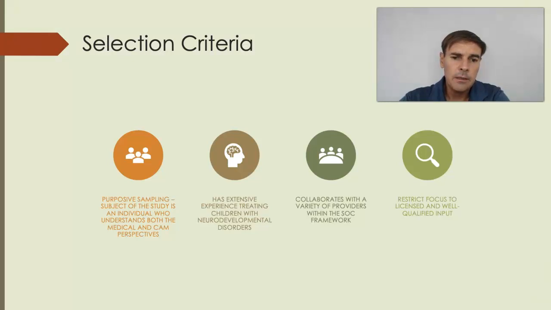Selection criteria, purpose of sampling: somebody that is uniquely positioned to understand both the biomedical and the naturopathic approaches. She has a lot of experience treating children with autism and collaborates with a variety of providers within the standard of care framework. And she's a licensed physician, so very well qualified.